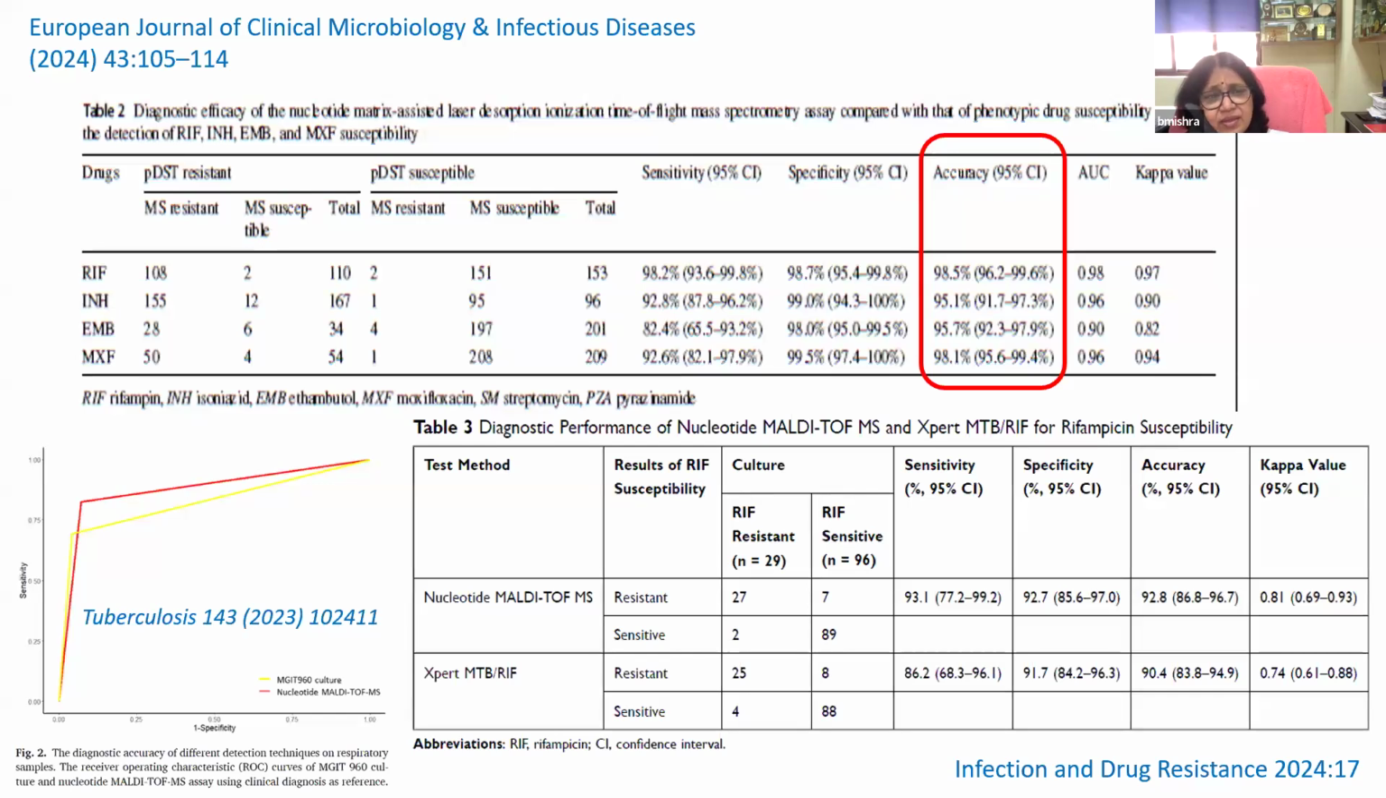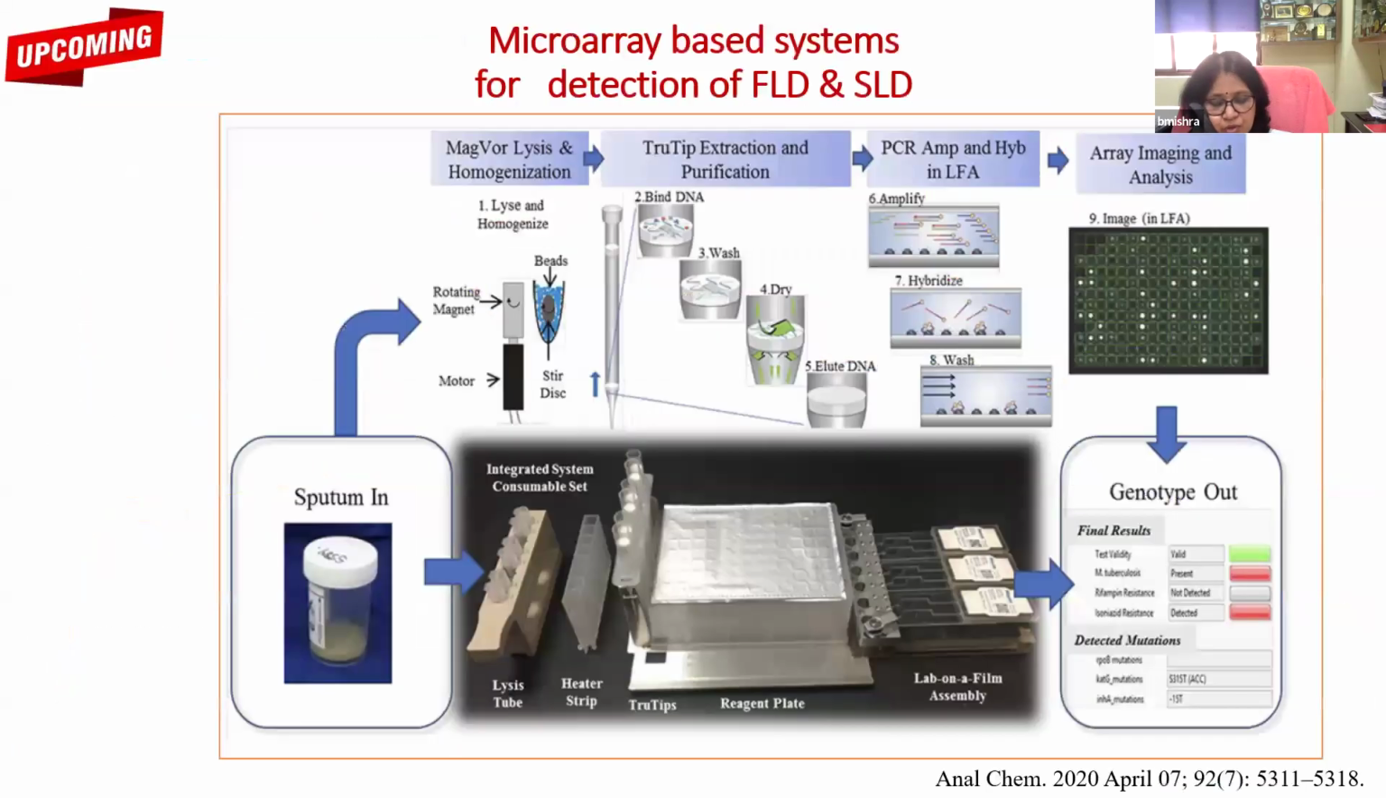So the result appears quite promising, but this nucleotide MALDI-TOF is, I think, restricted to fewer manufacturers and has not yet come to the market. I'm not very sure, but probably it has not come to the market because it is used by fewer manufacturers. Now, moving on to another system, which is a microarray based system for detection of first line and second line drugs.